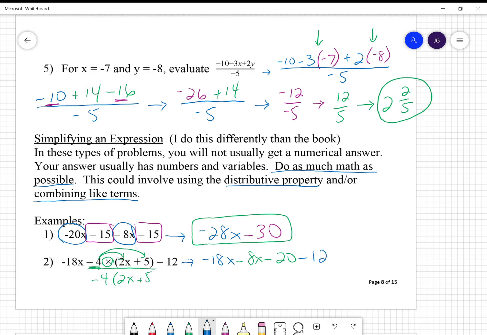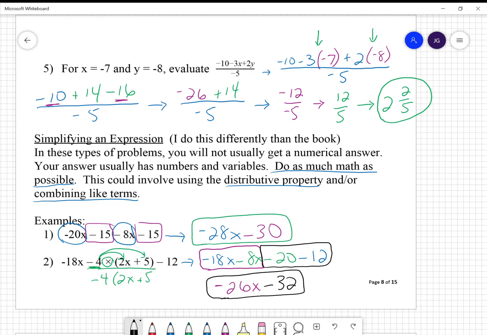Now I'm going to combine like terms. Negative 18x and negative 8x are like terms because they both have the x variable. I get negative 26x. Negative 20 and negative 12 are like terms. I combine those, I get negative 32. I cannot combine these terms since they are not like. My answer is negative 26x minus 32.